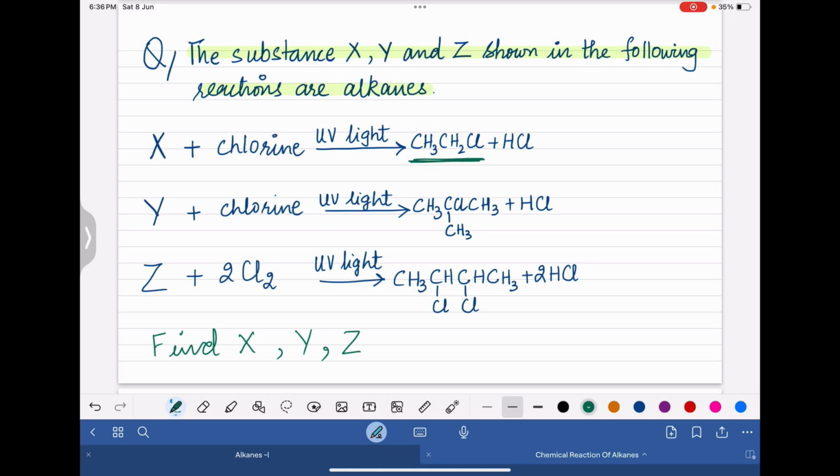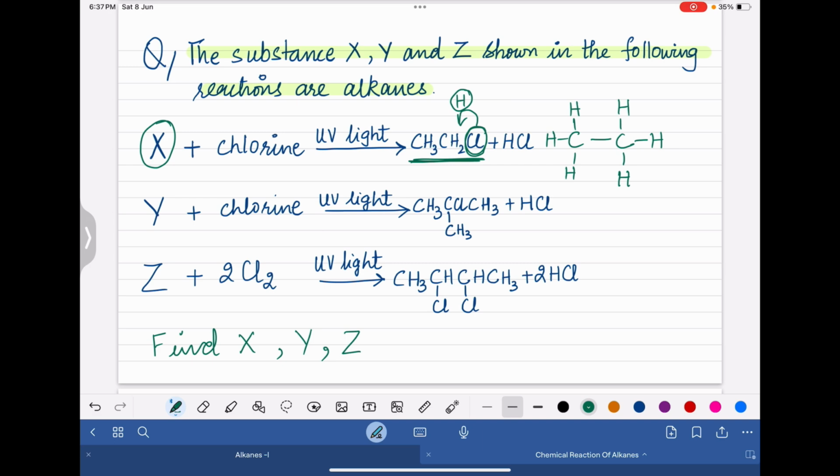In the product there is only one chlorine atom present in the main product. This means only one hydrogen atom is substituted. So the displayed formula for the alkane will be CH3 CH2, and in place of chlorine a hydrogen atom will be written here. So this is the displayed formula for X.